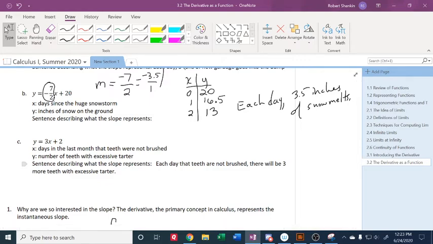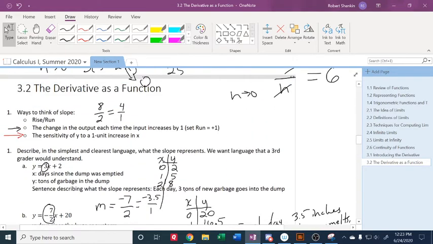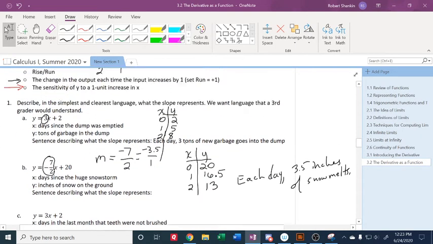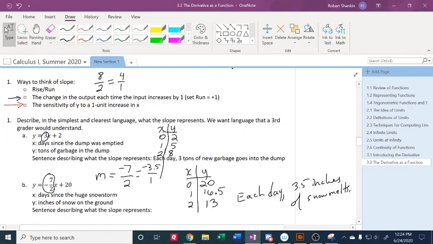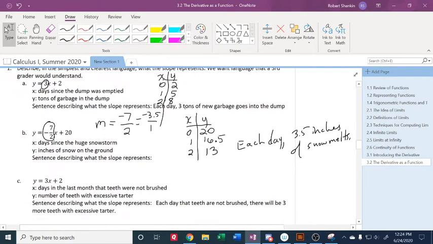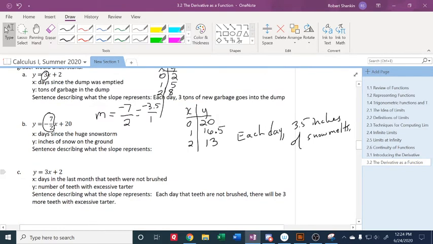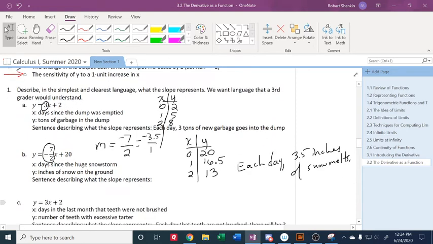And if this sensitivity was much smaller, suppose the sensitivity, instead of being 3, was 0.00001. So then each day that you don't brush, you hardly get any tartar extra on there. And so why bother brushing your teeth then? If that was the situation, we probably wouldn't have this daily habit of brushing our teeth.